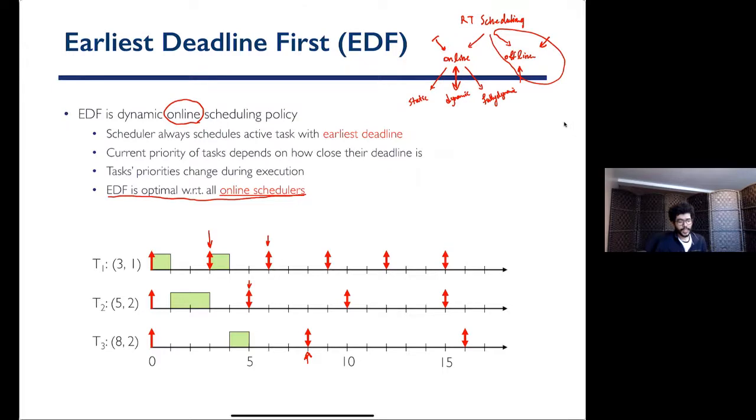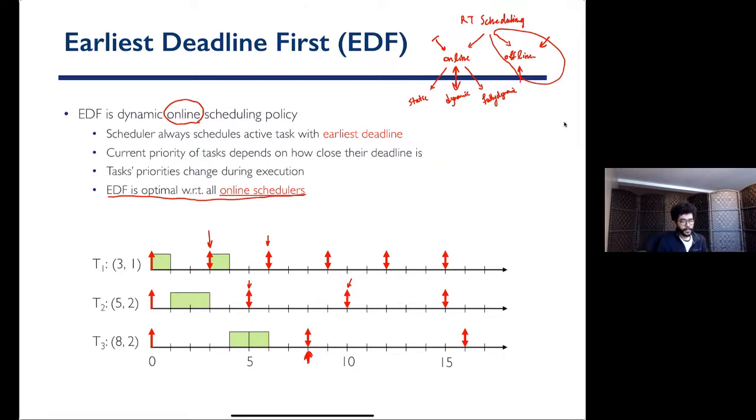Now this is where EDF deviates from RM. At time 5, I'm going to get a new job from T2. RM would run this job because T2 has higher priority than T3. But in EDF, the new job that comes from T2 has a deadline at time 10, whereas the job in T3 has a deadline at time 8, and 8 is coming sooner than 10, so I will continue running T3.